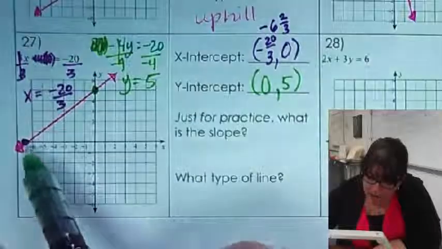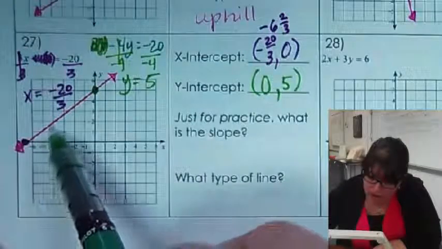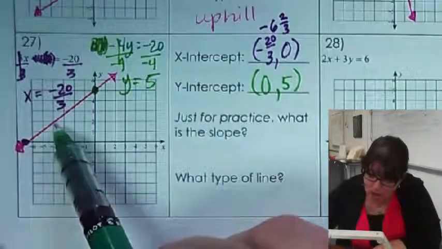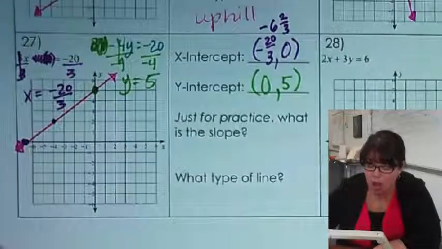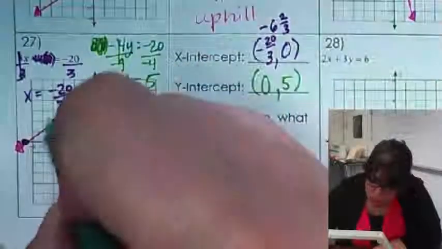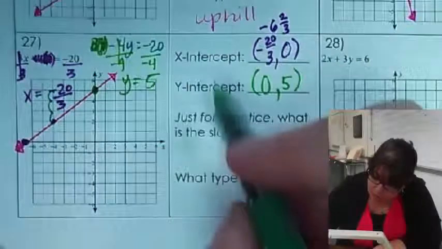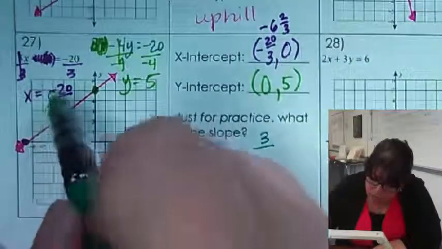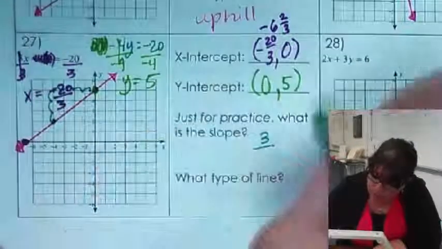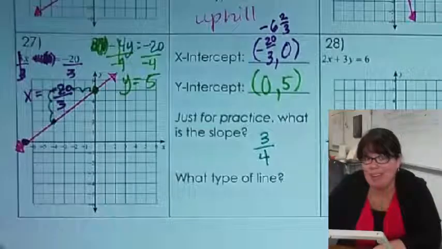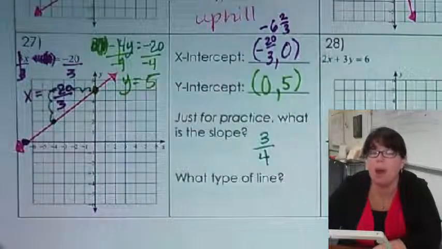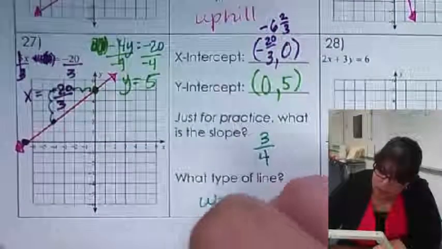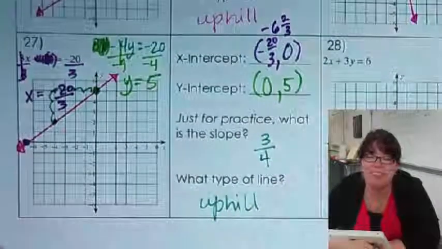Go along the line and see if it crosses anywhere else, like right here. Right there, it's right on an intersection. So let's use this point instead. If I use that point to find my slope, I'm going to go up 1, 2, 3, up 3, and over 1, 2, 3, 4. 4. And that works. Positive 3/4. Positive slope is an uphill line. So what type of line? Uphill. And there you have it.